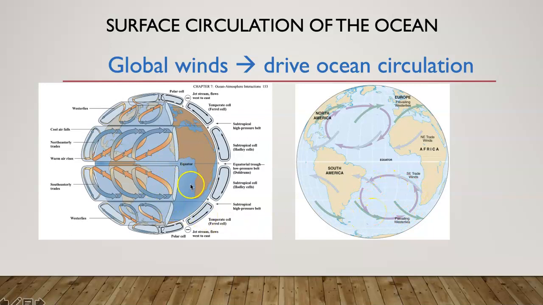If I try to show this on this diagram over here, first we have the ocean moving from east to west near the equator because of the trade winds, and then there's a return flow pattern from west to east at higher latitudes, again because of the westerlies. So that's one thing I want you to be aware of, is that ocean circulation at the surface is driven by the global winds.